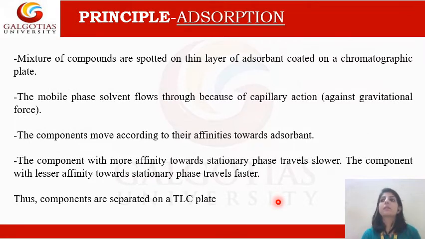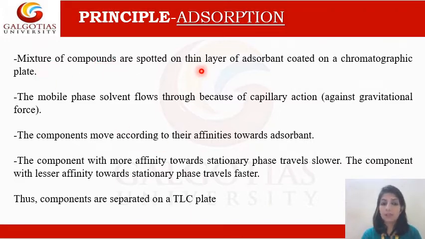The basic principle is adsorption. So what will happen in case of adsorption? Whenever you place a mixture of components on your adsorbent, that is silica gel, and you put that plate into the mobile phase, the components will show their Rf value and move according to their relative affinity. The component having more affinity towards the mobile phase will move faster, whereas the component having less affinity towards the mobile phase, or more affinity towards the stationary phase, will move slower, and hence the components get separated depending upon their relative affinities.